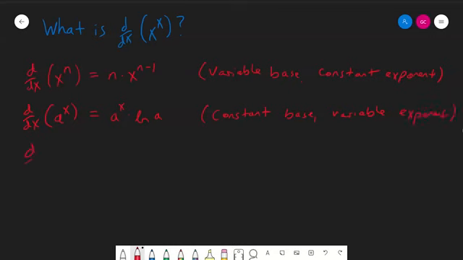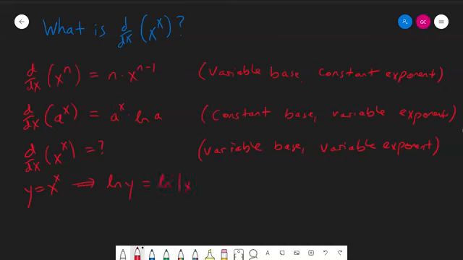And so, how do we deal with a function like x to the x that has a variable base and a variable exponent? Well, it turns out that the answer lies in logarithms. So let's let y be equal to x to the x. If I take the natural log of both sides, you get that the natural log of y is the natural log of x to the x.